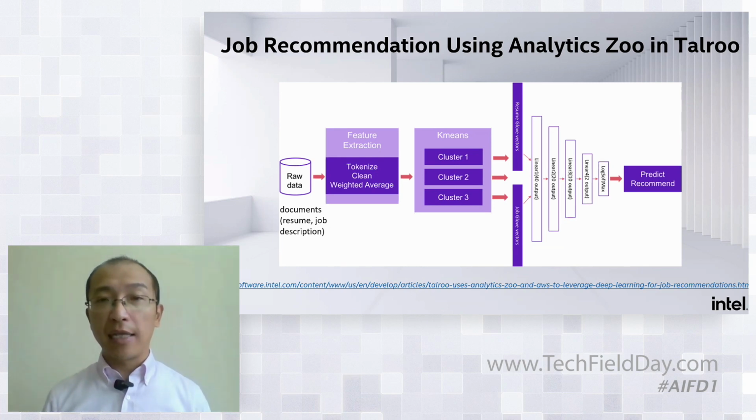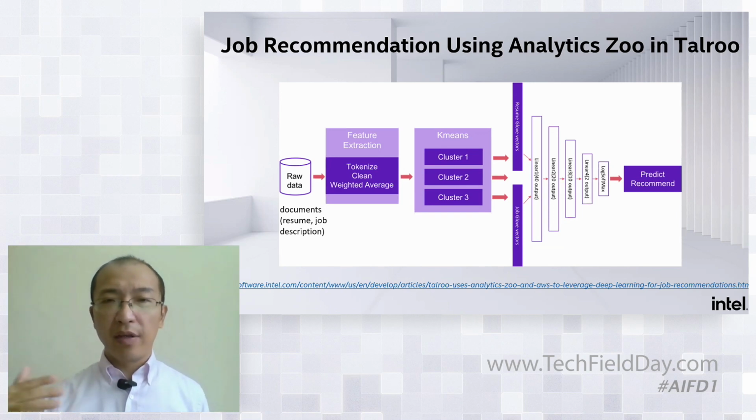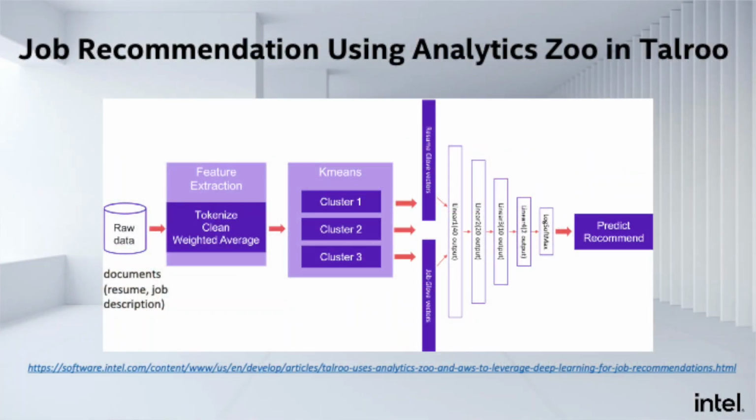And inside each cluster, you will run a neural network model to build the probability of how likely that user will be applying to that job. Based on that, they can recommend the relevant job to the user as the user searches through their website and so on. So that's a good example of how you can use NLP to do this type of processing on top of Analytics.